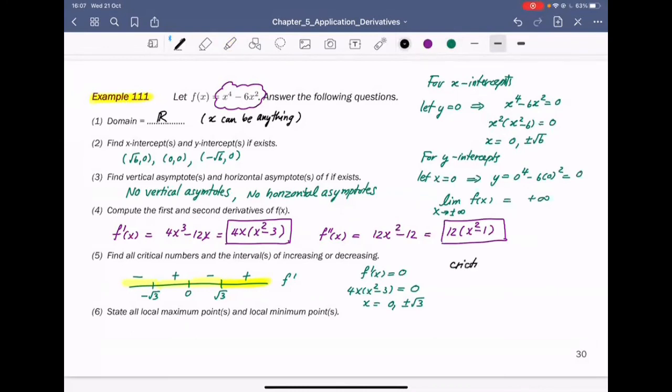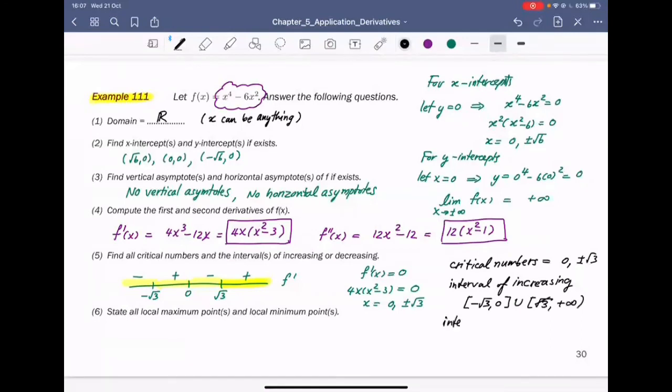So our critical numbers are 0, plus or minus square root 3. For the interval of increasing, we have negative square root 3 to 0, union square root 3 to plus infinity, right?